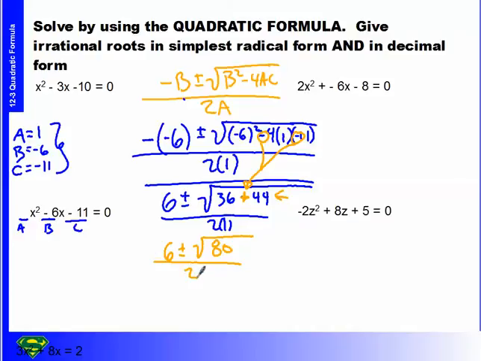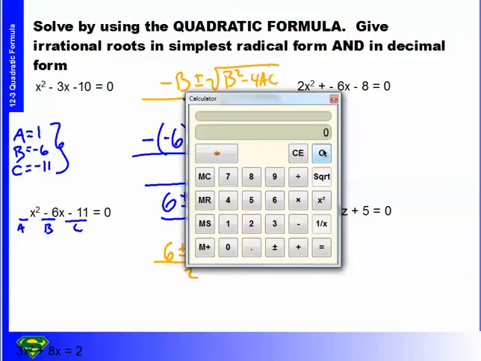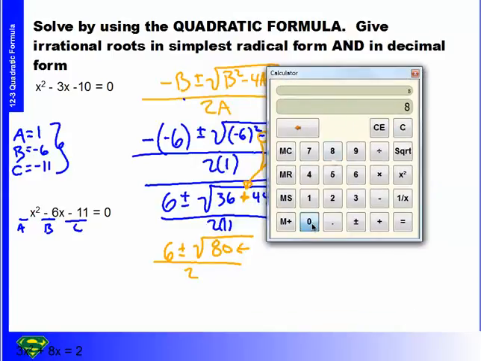So at this point, 80 is not a perfect square. So we need to get this into simplest radical form now, don't we? So what goes into 80 that is a perfect square? Let's see. Does 4 go into it? Yes. What about 16? I believe 16 does go into that number. Let's just double check. 80 divided by 16, and we're going to get 5.